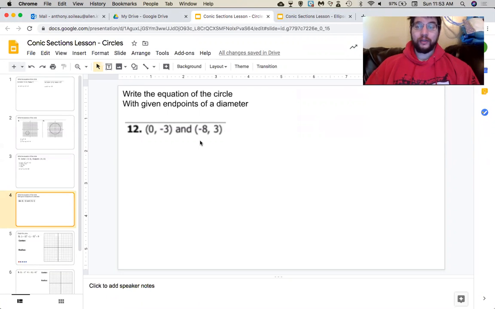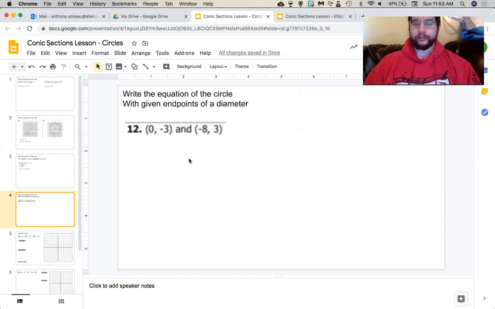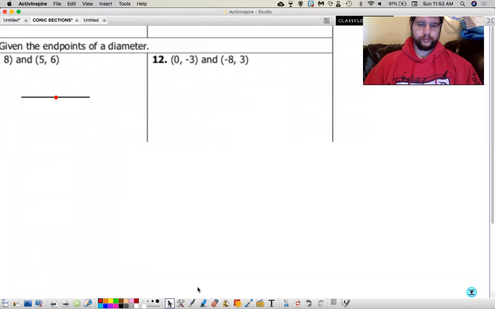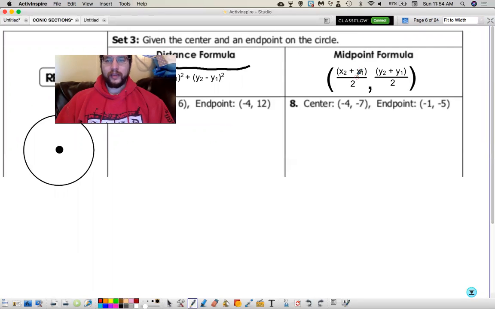So I'm going to do the work over here because it's a lot easier. Let's see which one I choose, number 12. So I'm going to do the work here and then just write my answer over here. That's what I expect you to do. Do your work on paper, put your answer here. All right, so my midpoint formula, if you don't remember: sum of the x's divided by 2, sum of the y's divided by 2. That's it.